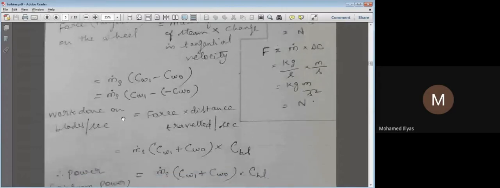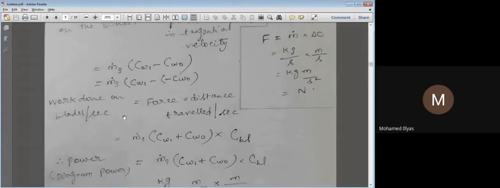So what is work done? Work done is force into distance. So rate of work done is power. So work done on the blades per unit time, that is the rate of work done. Actually we need to get power only, isn't it? So always we have to get work done per unit time. So rate of work done is nothing but power, that is joules per second.